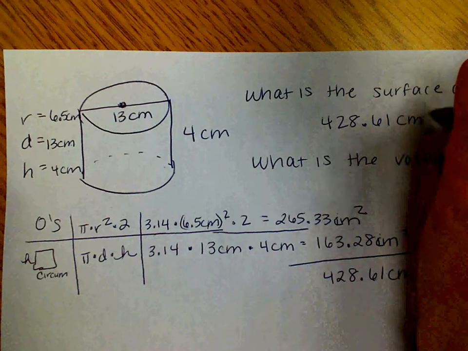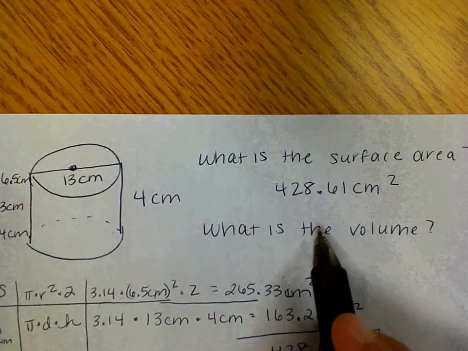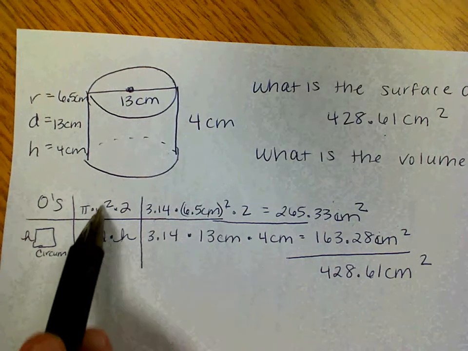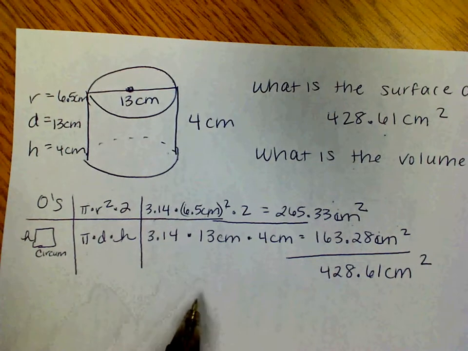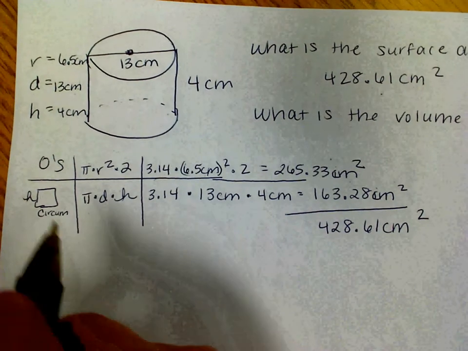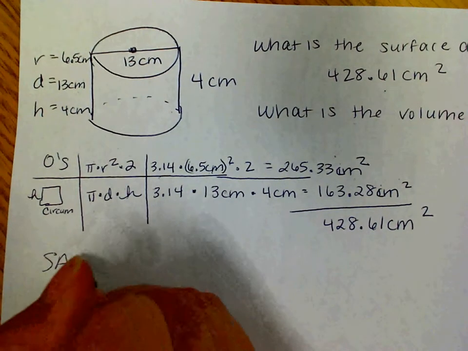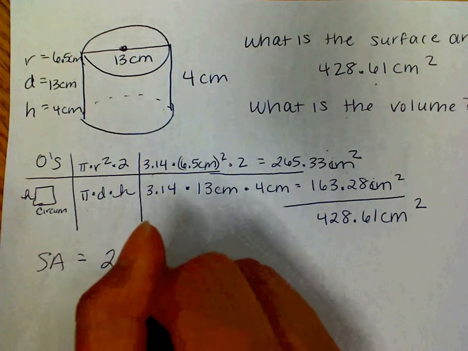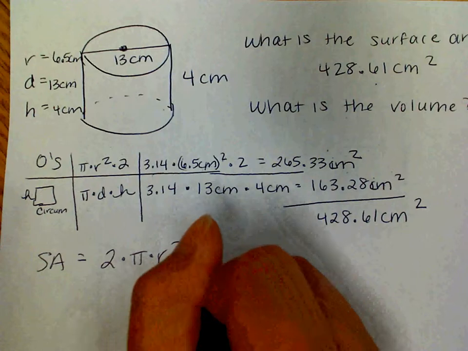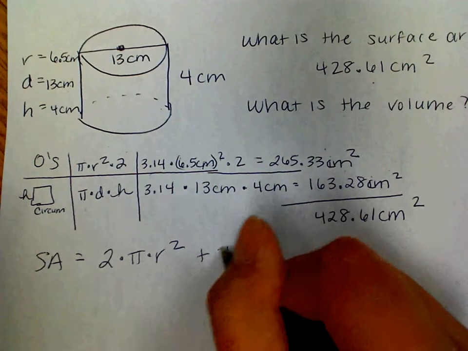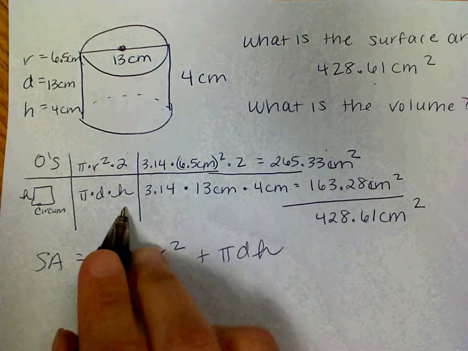Some of you preferred the formula method. The formula method takes the two formulas inside our chart and writes them out added together. It's the exact same thing, it just looks different when you write it down. If you prefer the formula method, the formula is surface area equals 2 times pi times radius squared, the area of the circles, plus pi dh, the area of the rectangle.